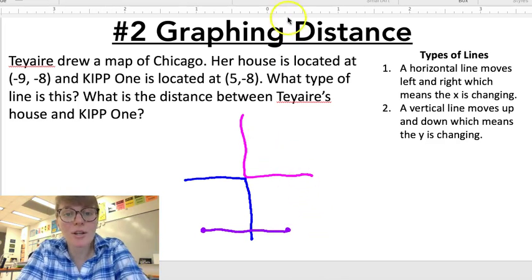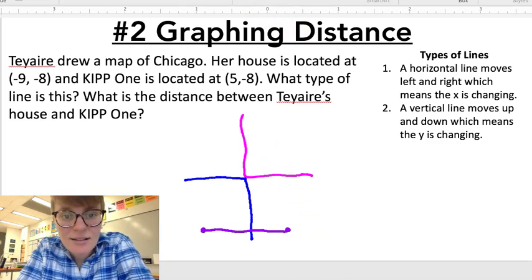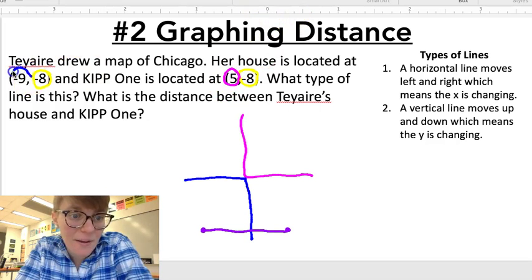Okay. What I notice is that our y value is not changing. It's still at -8, which is why this line is staying on the line y equals -8. What is changing, though, is our x value. This is +5, and this over here is -9.